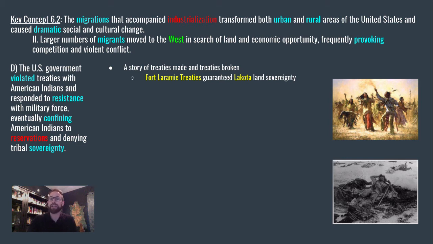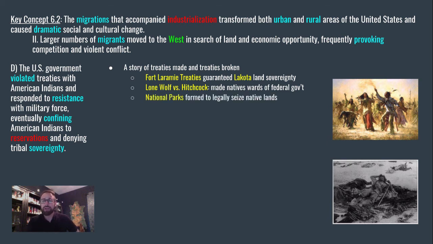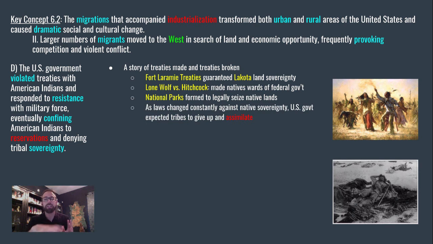We're going to see this doesn't last. The Supreme Court made a ruling in Lone Wolf versus Hitchcock that eventually made Natives wards of the federal government. And what that means is that Natives really didn't have citizenship rights. They didn't have civil rights that other Americans would. It defined them as the responsibility of the federal government to make policies for them without input from the Natives themselves. I already talked about how national parks would legally seize native lands through basically new treaties. So you can see that the laws were constantly changing and it was chipping away at native sovereignty.